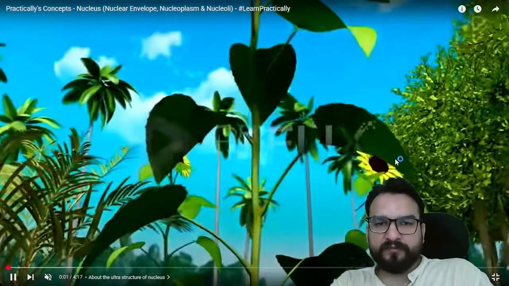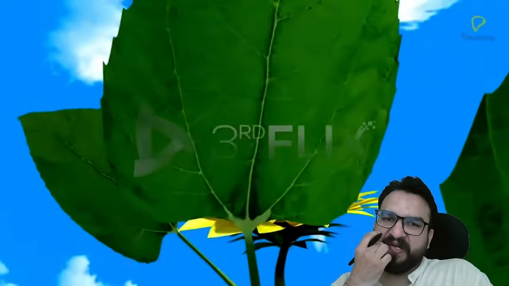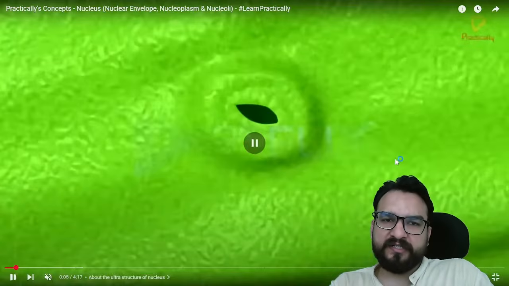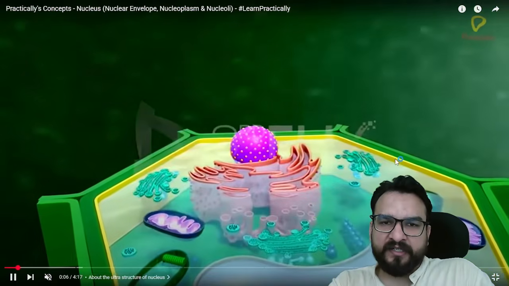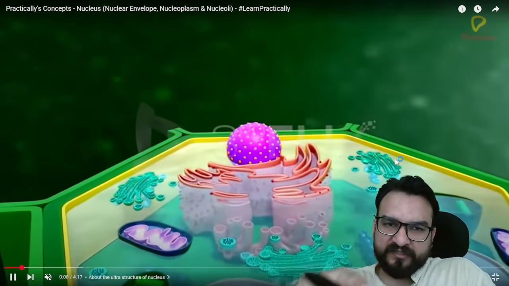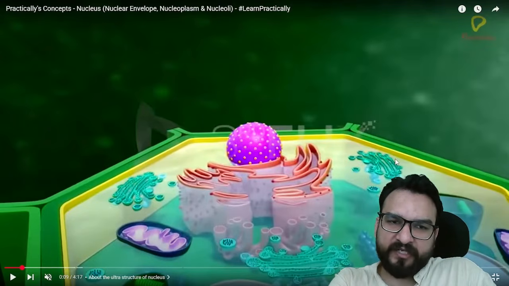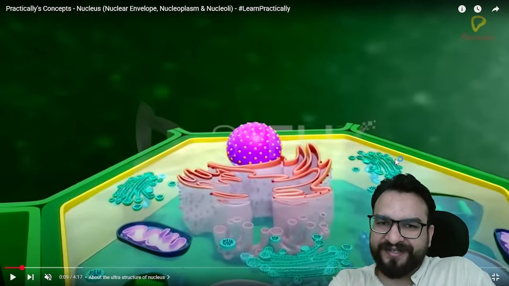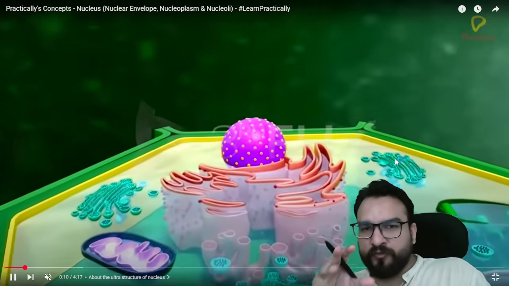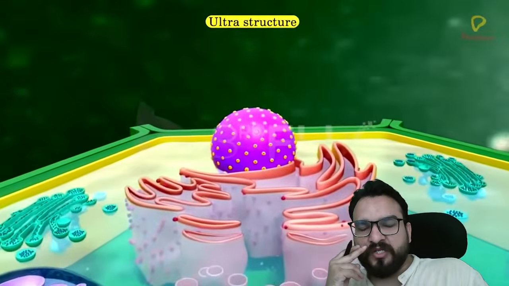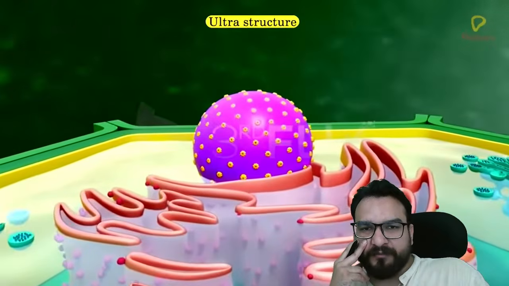See over here, one plant tissue we will be seeing, and any cell we will be opening now. Plant cell, this is one plant cell. We are going ahead in this plant cell, right? In this you can find mitochondria, you can spot Golgi body, endoplasmic reticulum, and then we will be going to the nucleus. Nucleus is having nuclear pores. So just observe this particular animation over here.